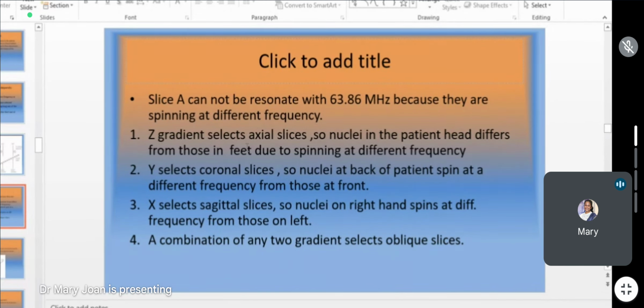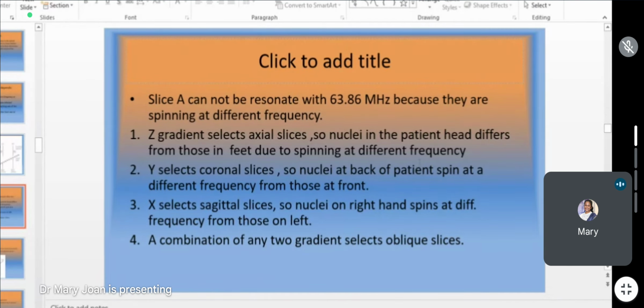The Z gradient selects axial slices, so nuclei in the patient's head differ from those in the feet due to spinning at different frequencies. Y selects coronal slices, so nuclei at the back of the patient spin at a different frequency from those at the front. X selects sagittal slices, so nuclei on the right-hand side spin at a different frequency from those on the left-hand side. A combination of any 2 gradients selects oblique slices.